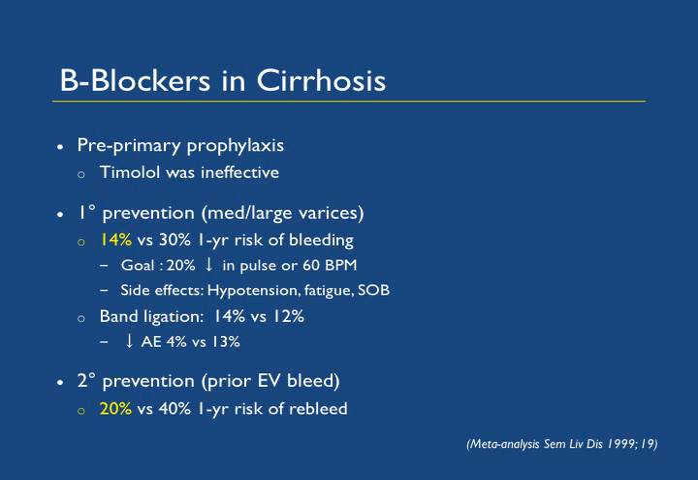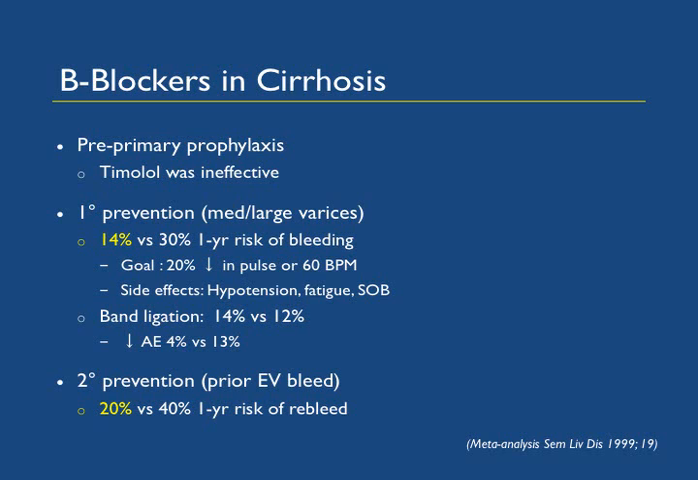Amongst patients who do have medium or large varices at their index endoscopy without a history of bleeding, there are multiple randomized controlled trials, including meta-analyses, demonstrating that the use of non-selective beta blockers can clinically reduce the likelihood of bleeding within 1 year from 30% in untreated patients to 14% in patients who are treated with these non-selective beta blockers. When you're using beta blockers in patients with chronic liver disease, the goal is to try to reduce the patient's resting heart rate by 20 to 25% by titrating the dose up, but not to slow the heart rate below 60 beats per minute.